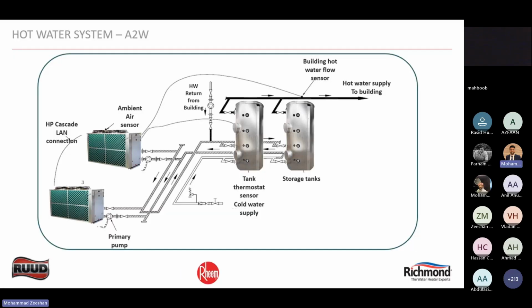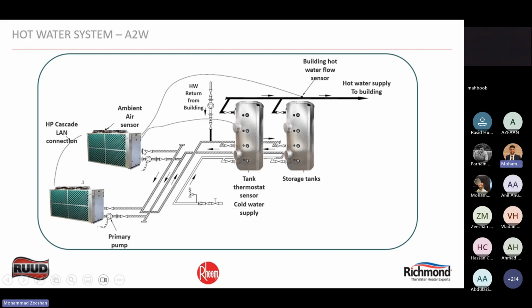Now, this is how a heat pump system looks like. An air-to-water system. In this example, we have two air-to-water heat pumps connected via reverse piping to two tanks. As you can see, some of the parts or how the controller works.